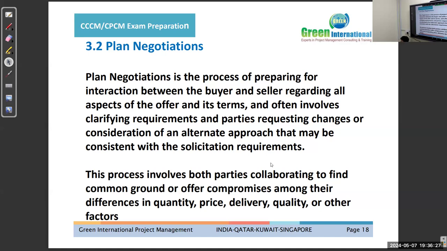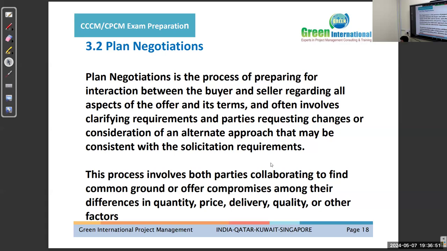We'll go through this slide. Plan negotiations is the process of preparing for interaction between the buyer and seller regarding all aspects of the offer and its terms, and often involves clarifying requirements and parties requesting changes or consideration of an alternate approach that may be consistent with the solicitation requirement.